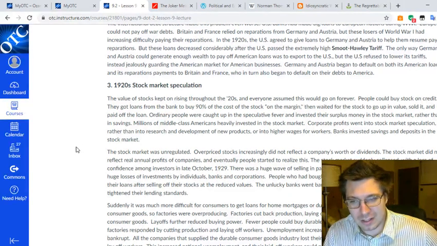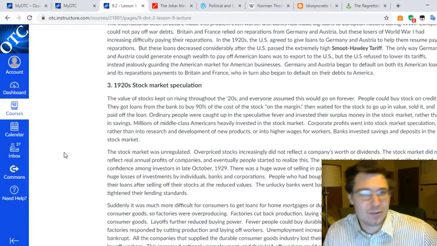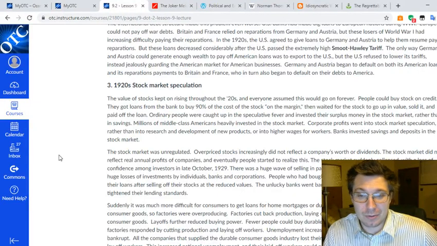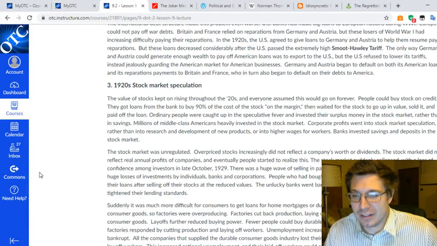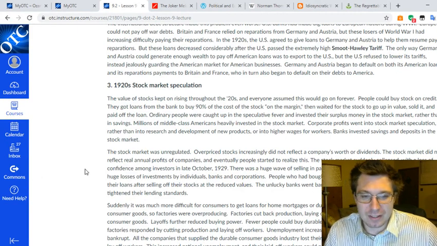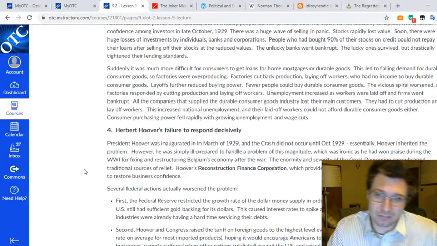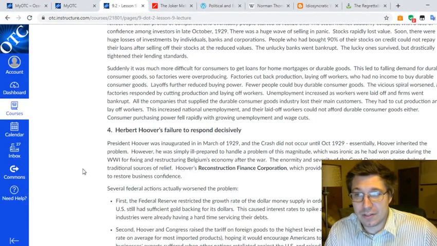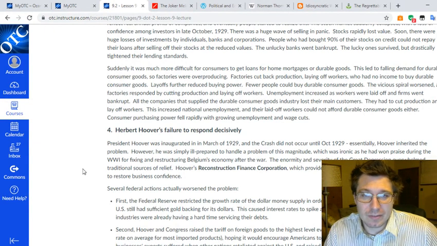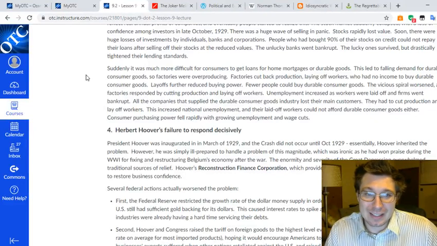The stock market suddenly collapsed with the loss of confidence among investors in late October 1929. There was a huge wave of selling and panic. Stocks rapidly lost value. Soon there were huge losses of investments by individuals, banks, and corporations. People who had bought 90% of their stocks on credit could not repay their loans after selling off their stocks at the reduced values. And the unlucky banks on the other end of the deal went bankrupt. The lucky ones survived. Not every bank went bankrupt, but even the banks that survived drastically tightened their lending standards.